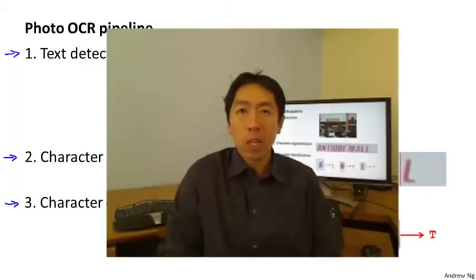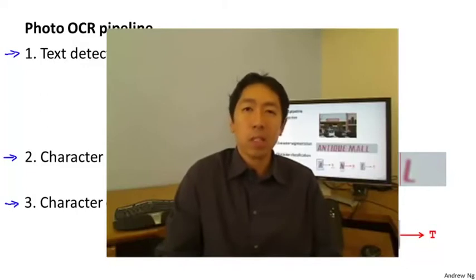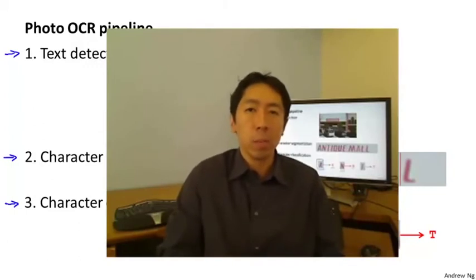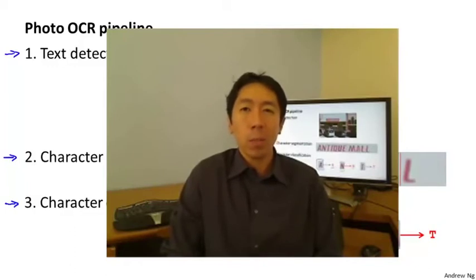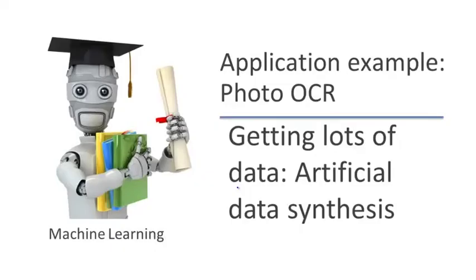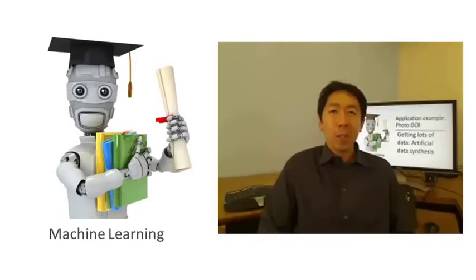So that was the photo OCR pipeline, and how you can use ideas like sliding windows classifiers to put together these different components to develop a photo OCR system. In the next few videos, we'll keep on using the problem of photo OCR to explore some more interesting issues surrounding building an application like this. We've seen over and over that one of the most reliable ways to get a high-performance machine learning system is to take a low-bias learning algorithm and to train it on a massive training set.